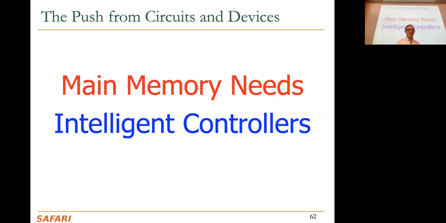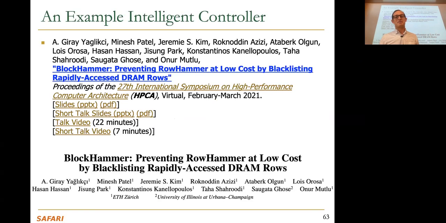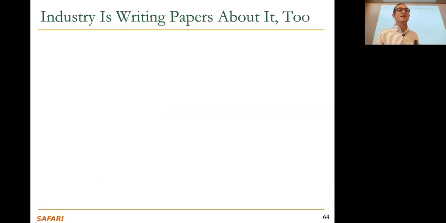At least better design of memory controllers, let's say. Intelligence is, of course, a difficult thing to define, right? Okay, there are more examples that I can give you, but let's switch to some other parts. So RowHammer solutions require intelligent controllers.